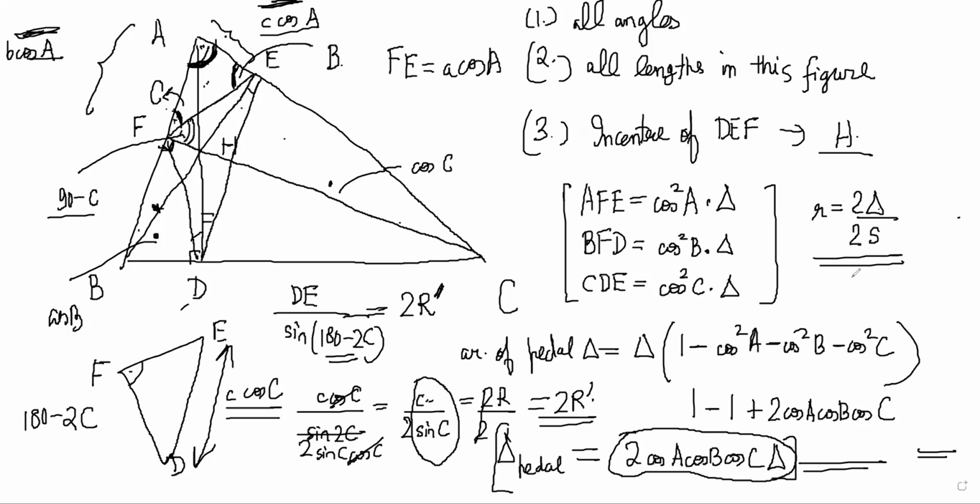Part C is the radius of the incircle, because the incenter is the intersection of the angle bisectors. That's fine, but you know the formula for r, no? Yes, we do.